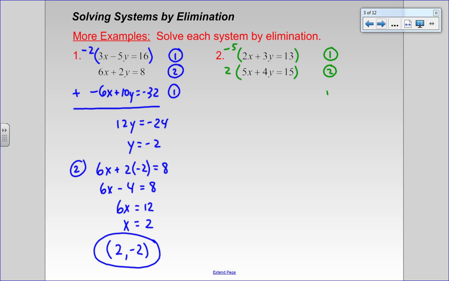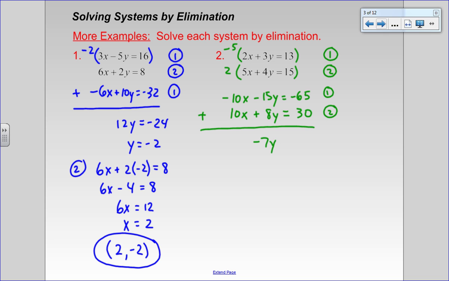Equation number 1 now looks like this. Negative 10x minus 15y equals negative 65. Equation number 2, positive 10x plus 8y equals 30. Now we can add the two equations together to eliminate x, and we have negative 7y equals negative 35. Dividing both sides by negative 7 gives us the y value of 5.